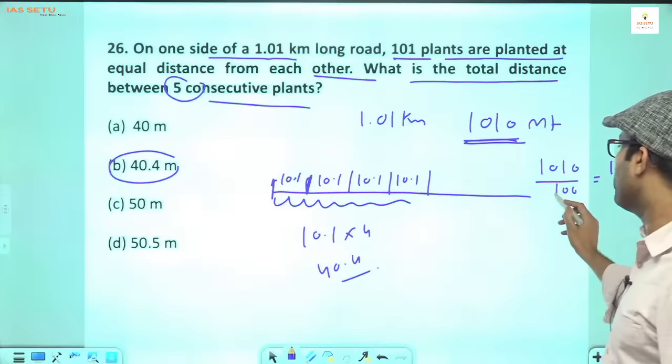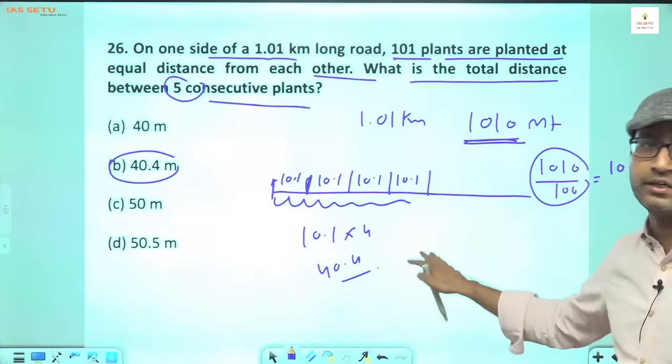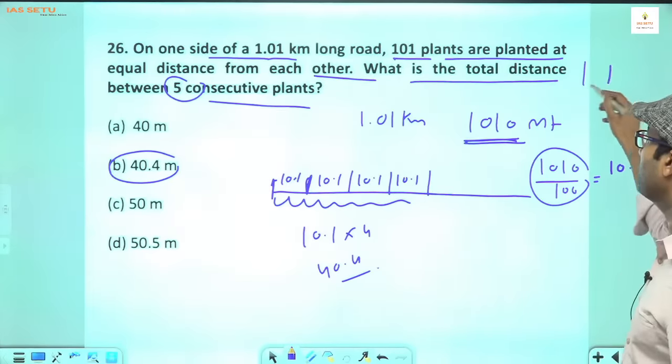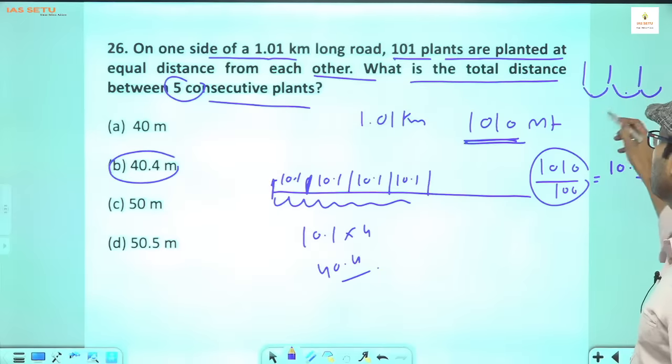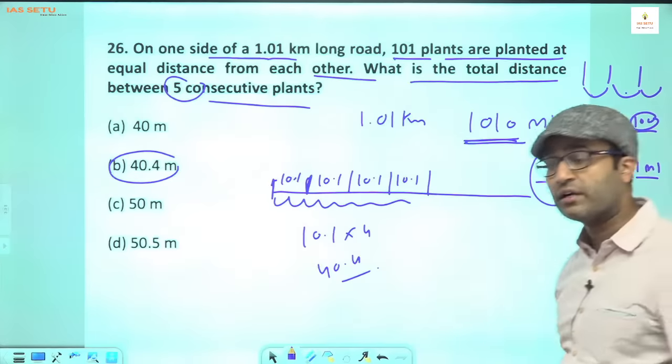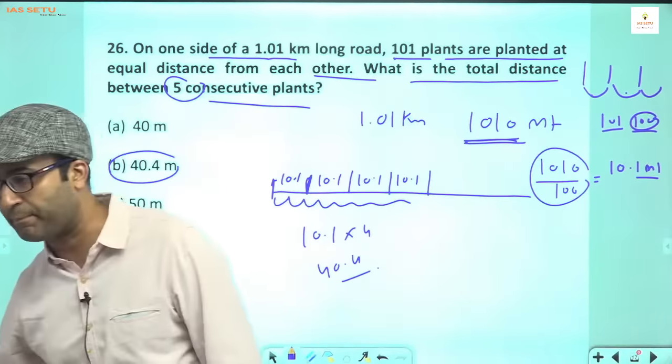So this distance will have 100 gaps. If you have to put 2 plants, there will be 1 gap. If you have to put 3 plants, 2 gaps. 4 plants, 3 gaps. So 101 plants, there will be 100 gaps. So there will be 100 gaps there, sir, 100 gaps.